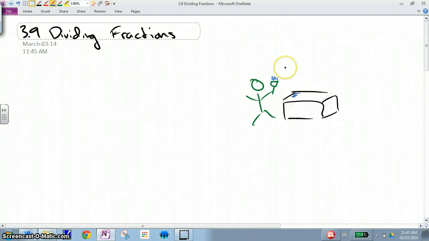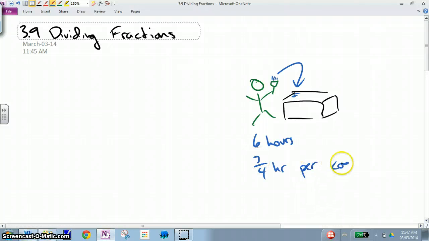All right, we're looking at dividing fractions today, and we're going to go through 4 examples together. But first, I want to show you why this works, rather than just presenting it as math magic. I'm going to use the example in the book. They're talking about this guy putting urethane on a box, and they say it takes him 6 hours, and it takes him 3/4 of an hour per coat. And then the question is, how many coats?